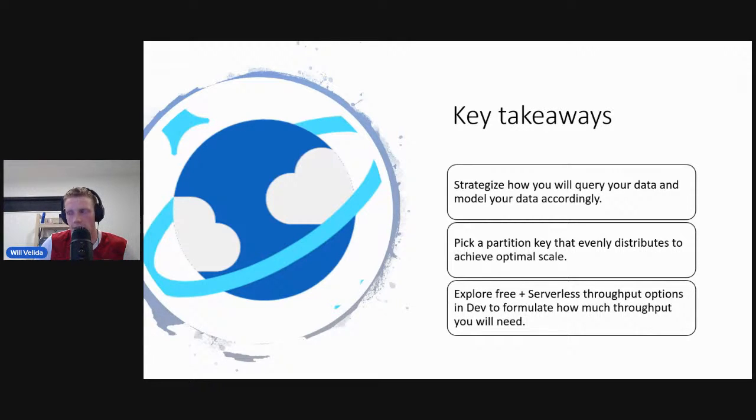Think about your workloads and how it's all going to perform within your application. And do explore free and serverless throughput options when you're doing your dev and testing to formulate how much throughput you're going to need. One of the big mistakes that we did when we first started, we didn't really take time to appreciate the subtleties of throughput and how to actually manage throughput.